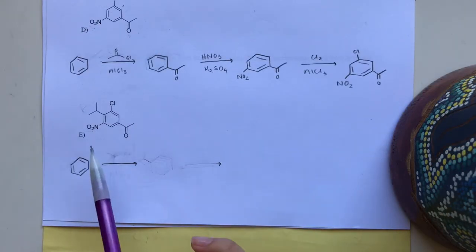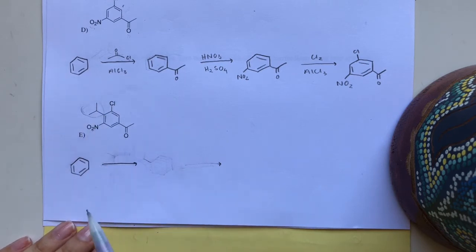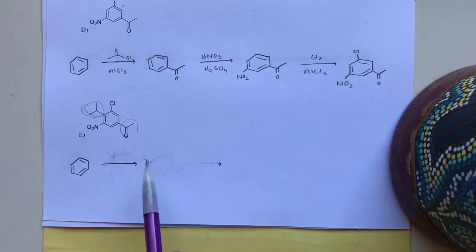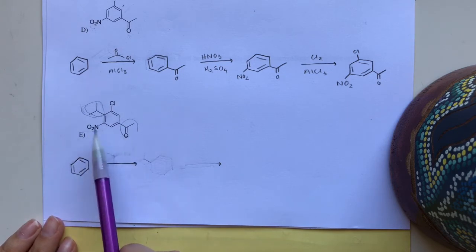Part E is really similar to part D, except that it has one more substituent, a weak activator. And you'll notice that these two substituents can be added through Friedel-Crafts reactions. And that automatically tells us that they occur before the NO2, which is a strongly deactivating group.